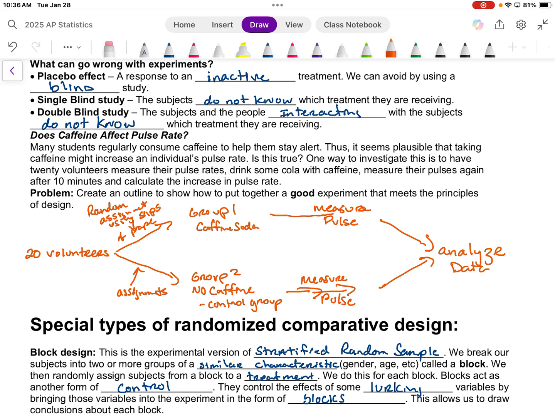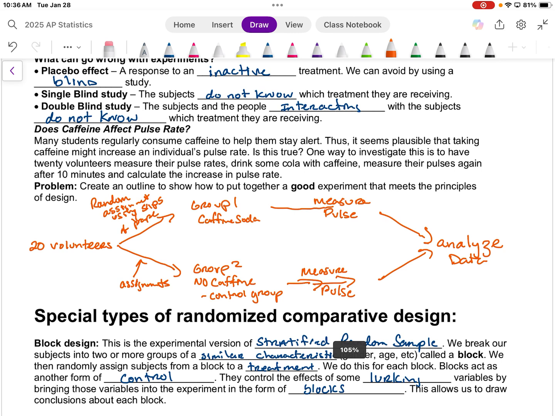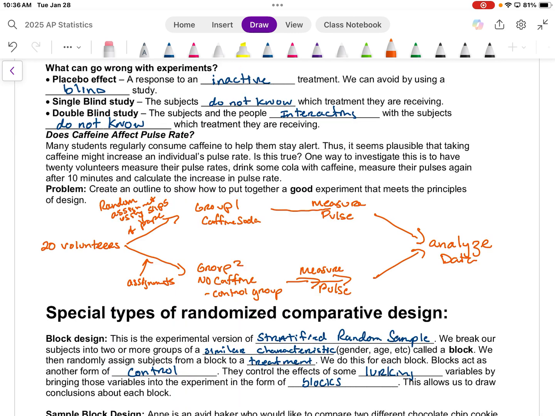And so that is a simple outline of a good experiment. Now, we would try to make sure that it is definitely single blind so that people don't know which one they're going into. We just know that they're going into group 1 or group 2. They just don't know what's the difference between the two groups.